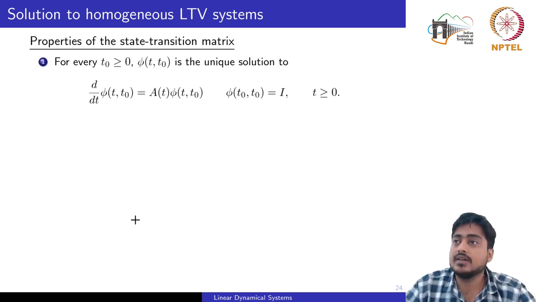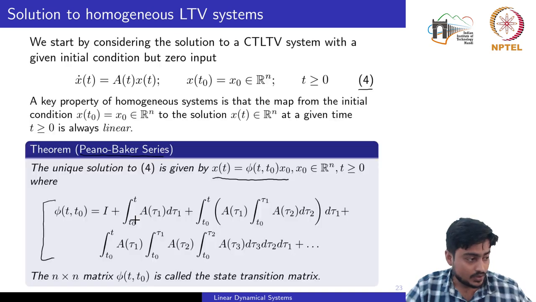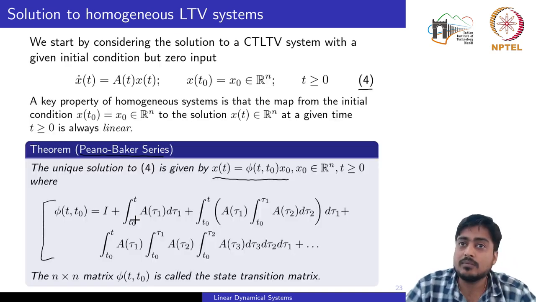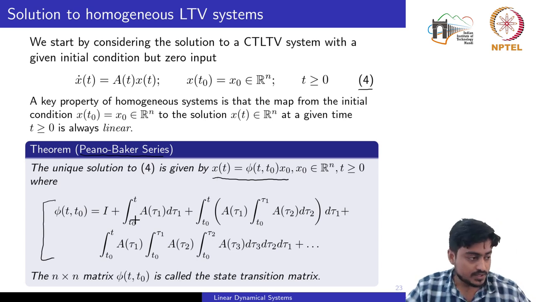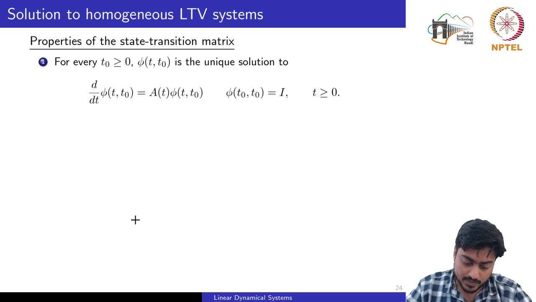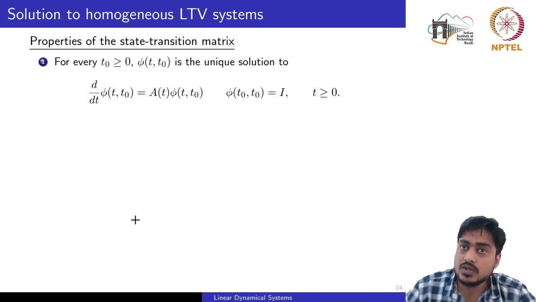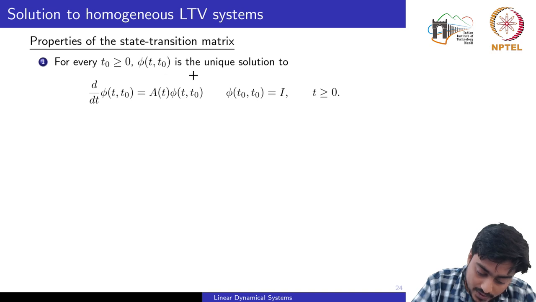Now let's look further at the properties of the state transition matrix, because if you pay close attention to this series, it is quite complicated to compute all these integrals, and we never know how many integrals we need to compute. So first we will see the key properties of the state transition matrix, and then we will try to compute the closed form solution of this state transition matrix. The first property says that for every t naught greater than or equal to 0, phi(t, t naught) is the unique solution to this equation.